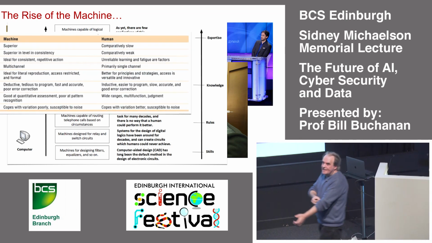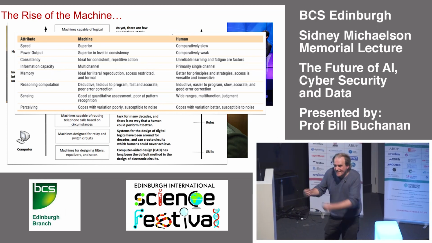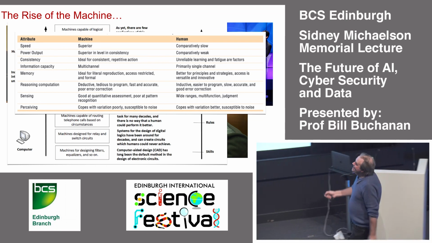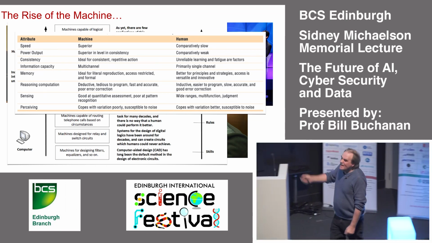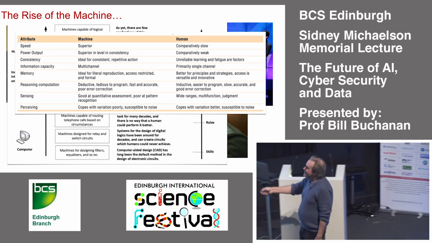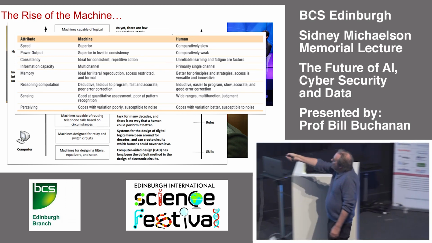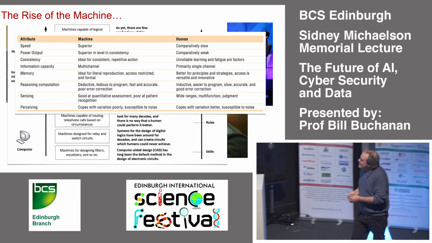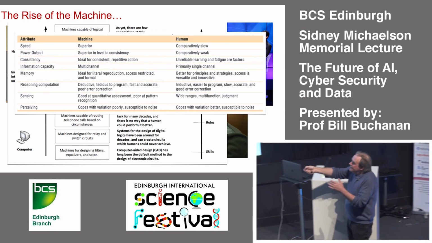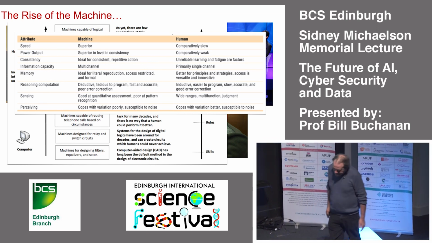So obviously for speed, we've lost it. They can run faster than us. For power output, they can sustain things. For consistency, they're pretty good. For information capacity, we're very focused. We don't like to do a lot of things at the one time. So really the machines are getting better and better. We're quite good. We're inductive. We use judgment and so on. But really machines are starting to become as intelligent as us.